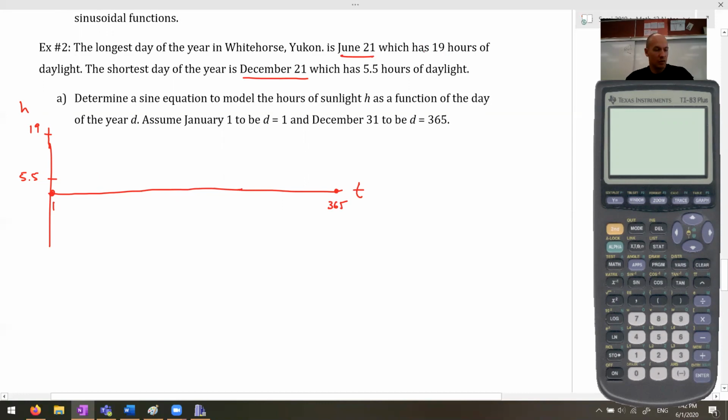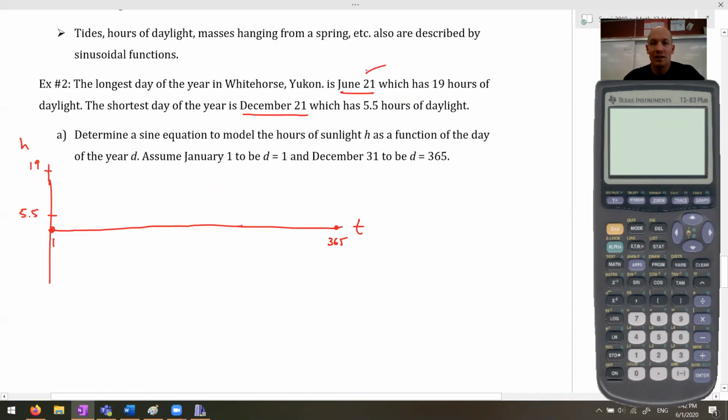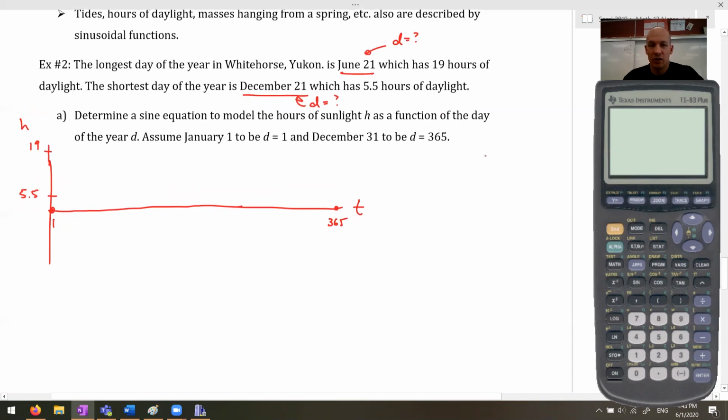So I've got good news for you and bad news for you. The good news is this is easy to work out, but the bad news is we're going to have to do it manually. What day is this in terms of a number? And then same with December 21st. What day is this in terms of a number? So just a quick little sketch over here.